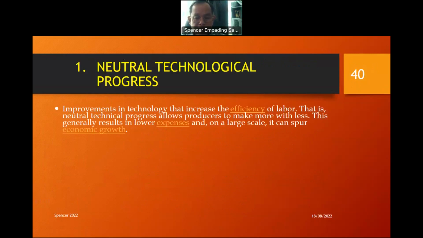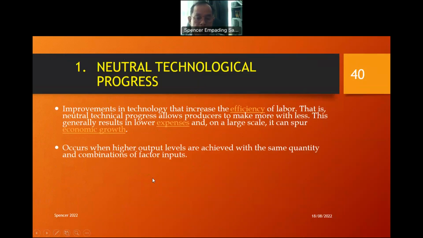So this neutral technical progress will allow producers to produce more with less. Generally, this will result in lower expenses on a large scale, and on a large scale it can spur economic growth. Right? So this occurs when higher output levels are achieved with the same quantity and combination of factor inputs. Examples are innovations in terms of division of labor.